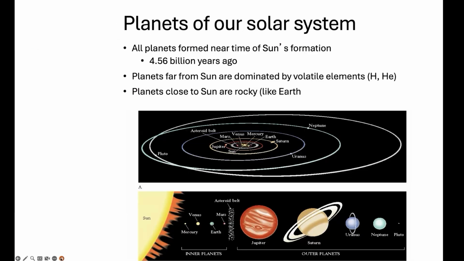So the planets of our solar system, they all formed about the same time that the sun formed, 4.56 billion years ago. So the planets that are far from the sun are dominated by volatile elements like hydrogen and helium. They're gas, and the planets closer to the sun are rocky, like the Earth.